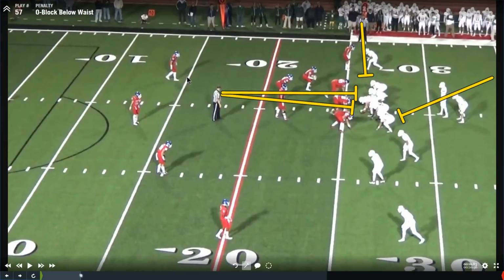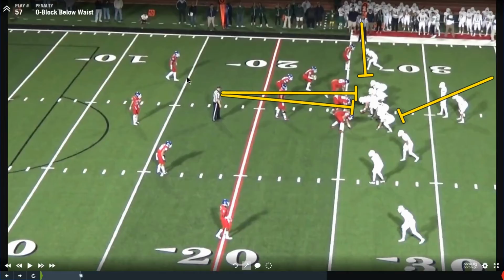Okay, one more play discussing blocks below the waist. Remember, blocks below the waist are illegal, and there's one exception, and that's in the free blocking zone. And what are the requirements for blocks within the free blocking zone? The ball has to be in the zone. The players involved in the blocks have to be in the zone.